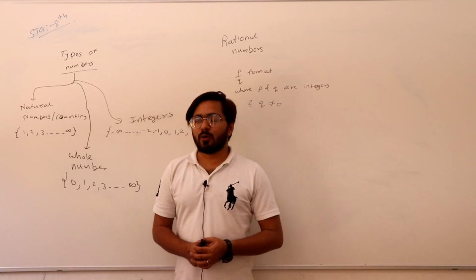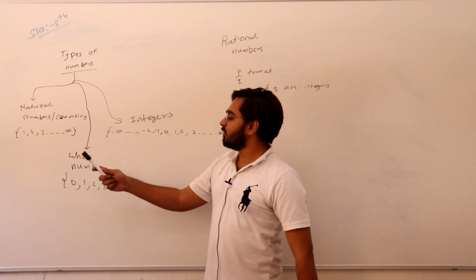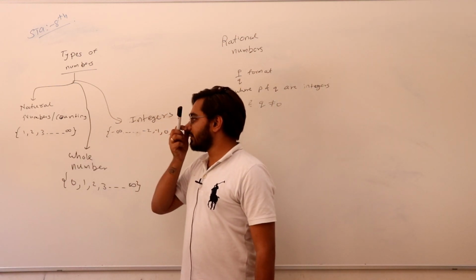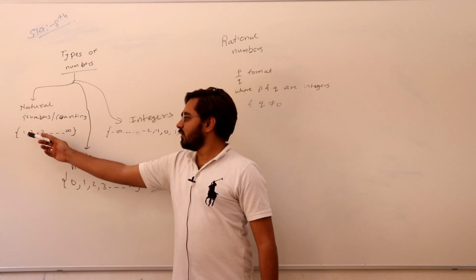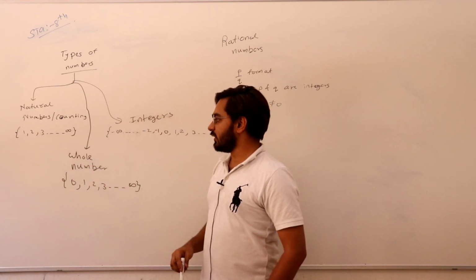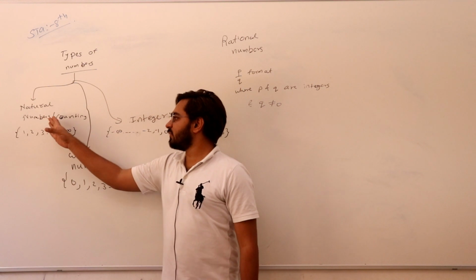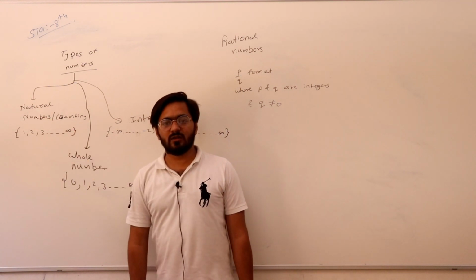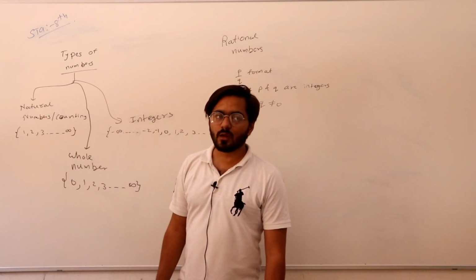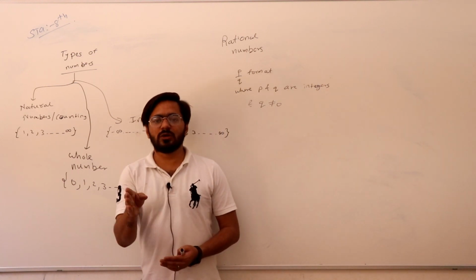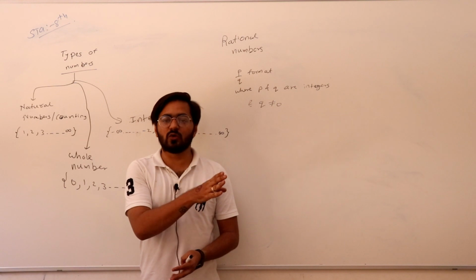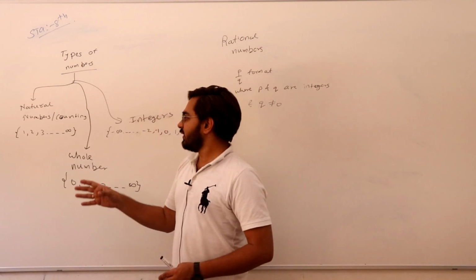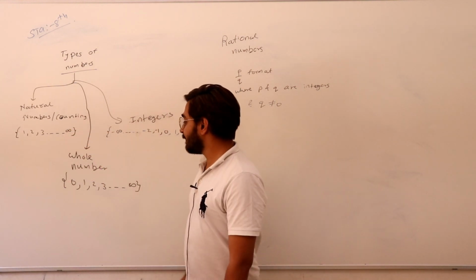Today we are going to learn about the types of numbers. First, in 5th standard and 6th standard we learnt natural numbers, starting from 1, 2, 3 and going up to infinity. Natural numbers can also be called counting numbers, because we count 1, 2, 3, 4, 5, 6 and so on. We never count from 0, 1, 2, 3, 4. That is why they are called counting numbers.